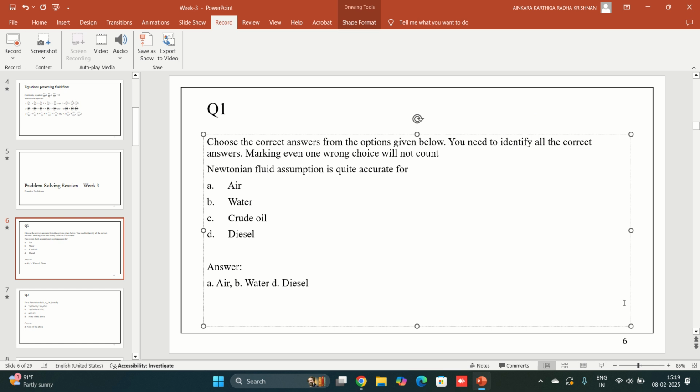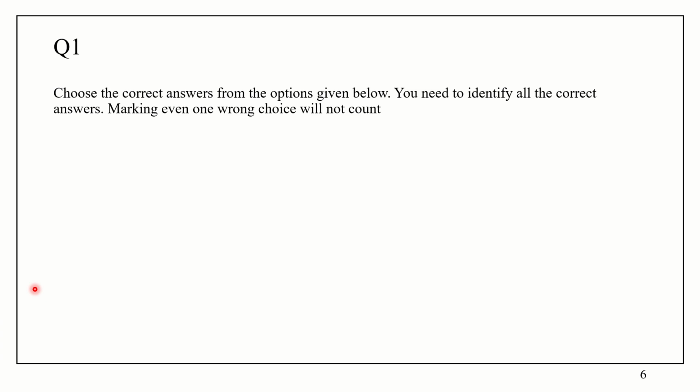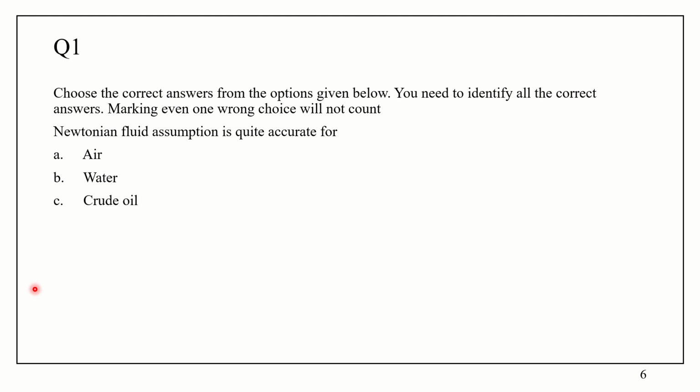Alright, I have shown the answer by mistake, I'm sorry. So the answer is actually: Newtonian fluid assumption is quite accurate for air, it is true. Second, B water, again it is true. And option C crude oil, which is actually false. And the last one is diesel. Diesel is also a Newtonian fluid.